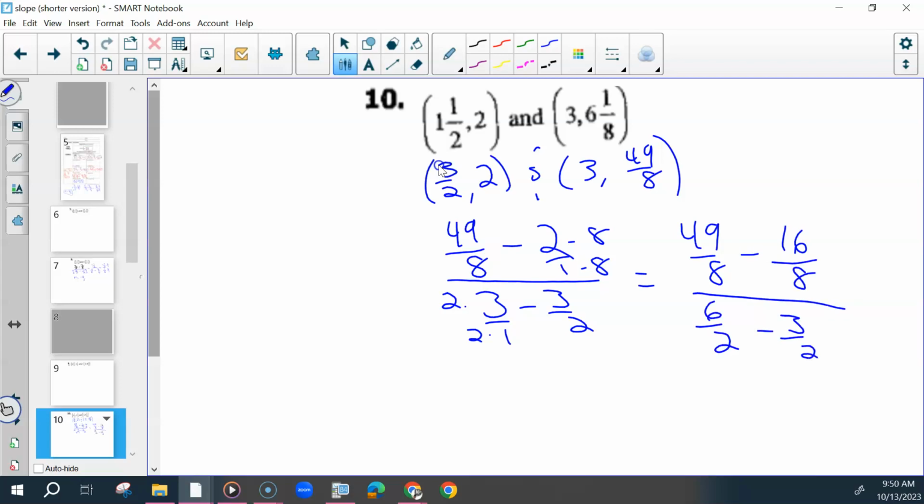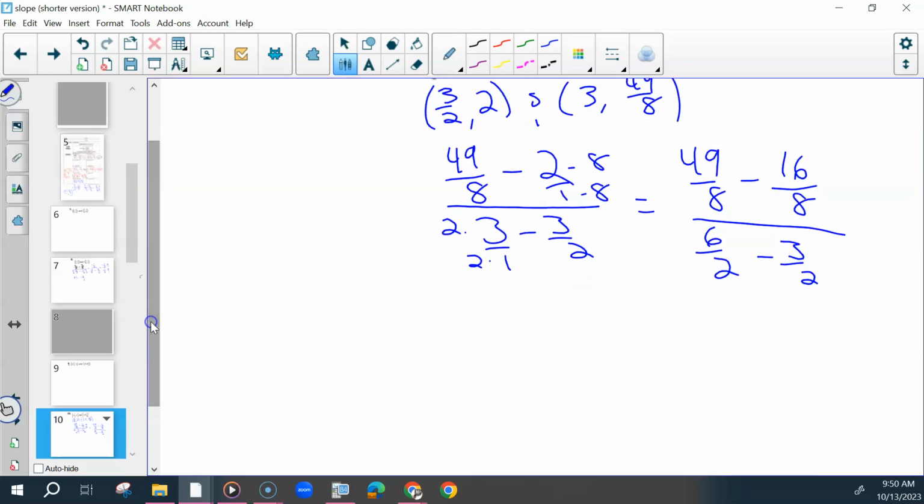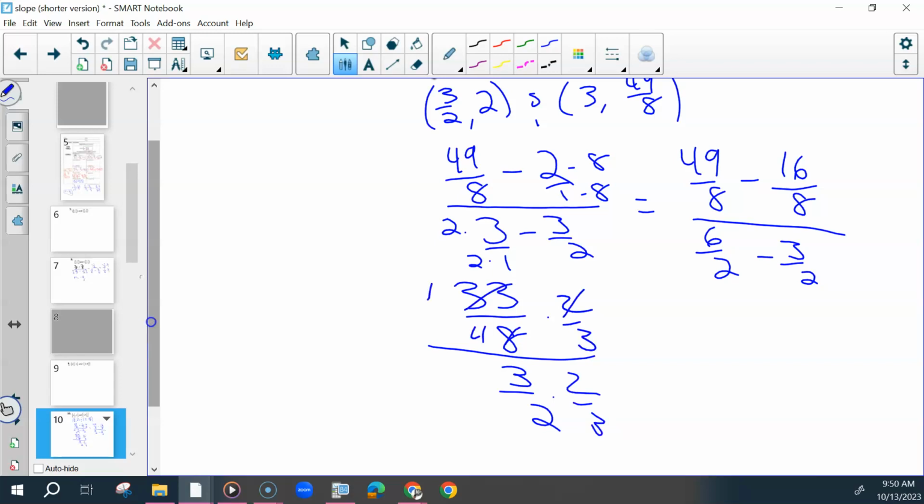So we have 49/8 minus 16/8 over 6/2 minus 3/2. Subtract everything, boys in the back. And then either put this part in the calculator or flip this and multiply. So 11/4 was your final answer. Questions on that one?